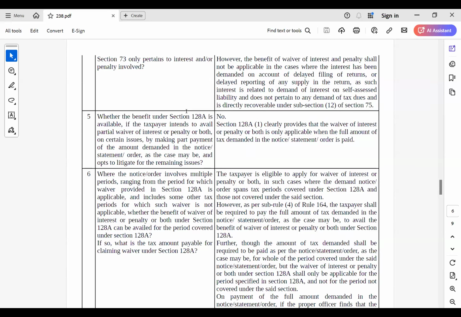And if there's a common DRC 07 under section 73, then it becomes an interesting case. And in my opinion, a rectification application could be filed before the officer to issue a separate DRC 07 for 74, and then the same process can be opted for.